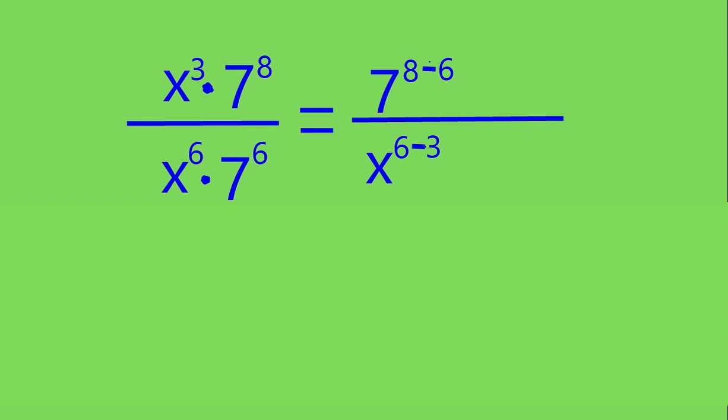Similarly, for the base x in the denominator, we start there because the x in the denominator has an exponent with a larger value than the x in the numerator. We are left with 7 raised to the power of 2 over x raised to the power of 3.